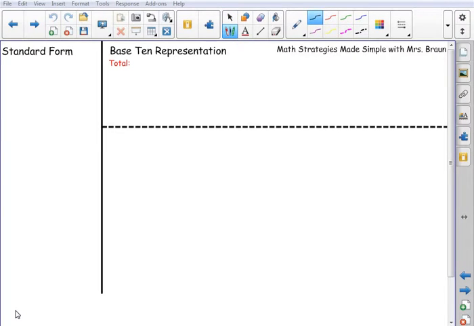Today's video of Math Strategies Made Simple with Mrs. Braun. Today we're going to look at a representational way to do division using base 10 representation.